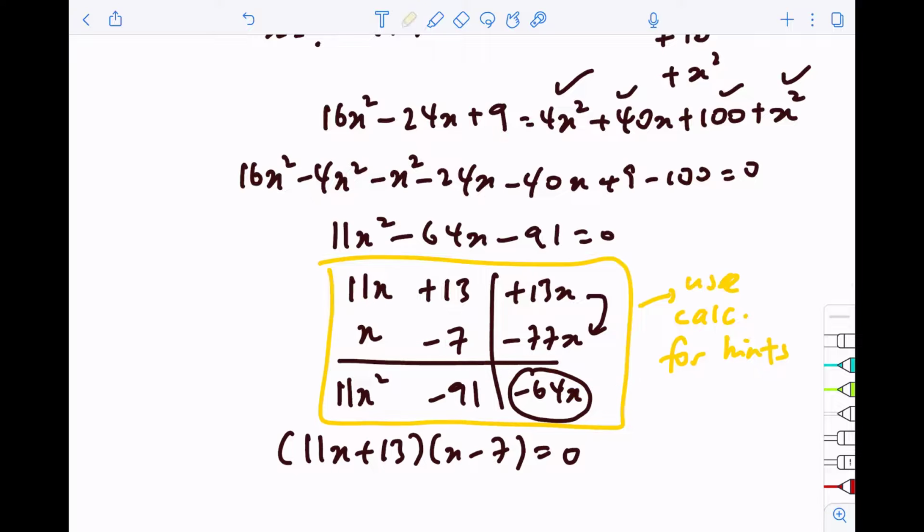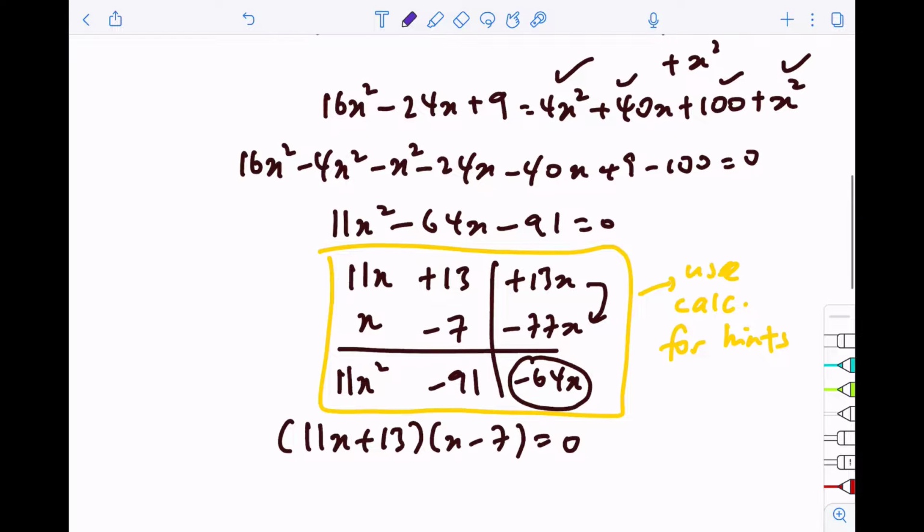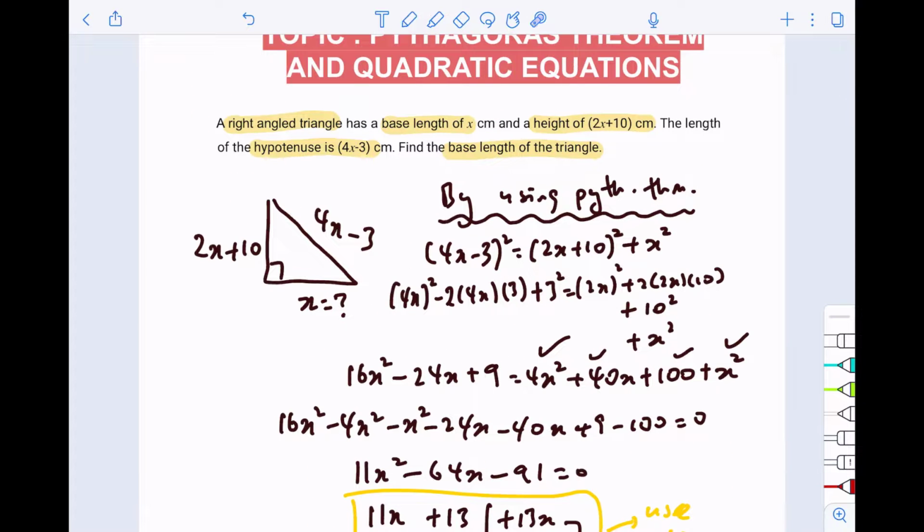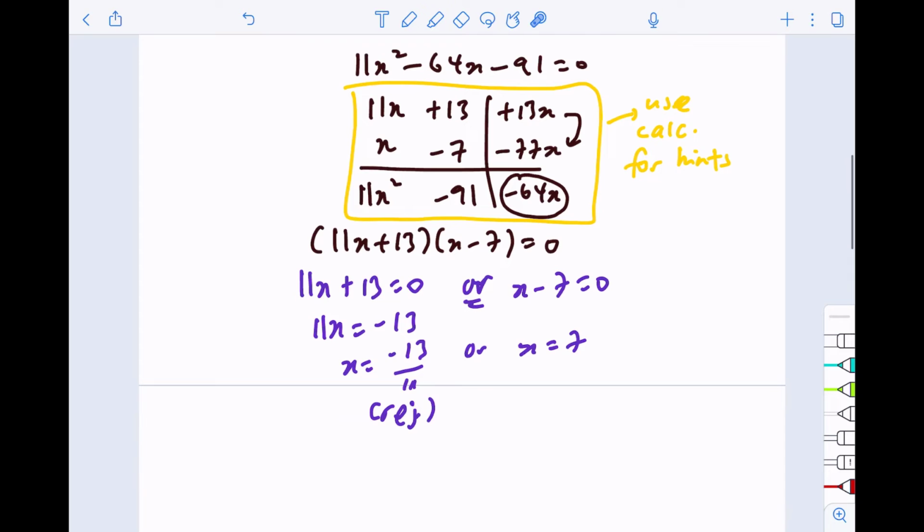Okay, so from here on, 11x plus 13 will be 0, or x minus 7 will be 0. 11x is negative 13, x is negative 13 over 11, or x is 7. This is of course rejected. Why? Because x is a length. So what's the base length? It is just x. So therefore base is 7 centimeters. Final answer for this question.